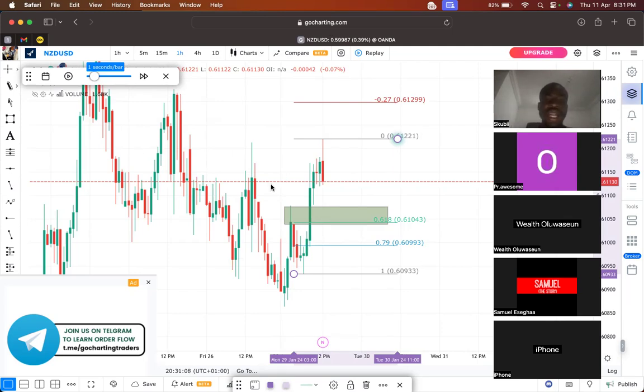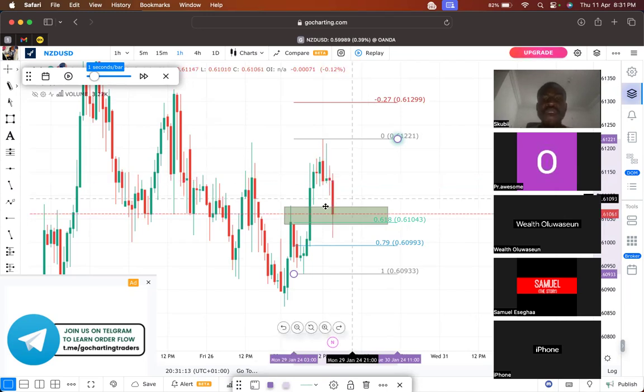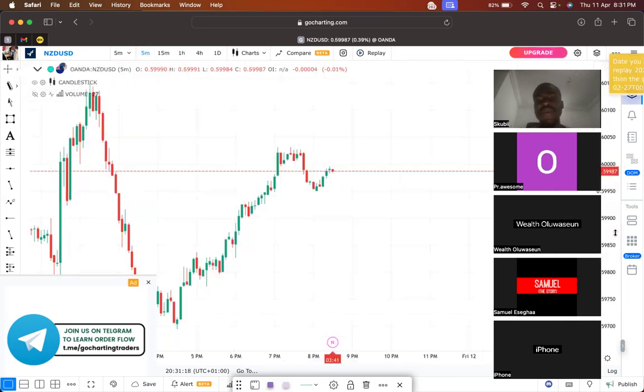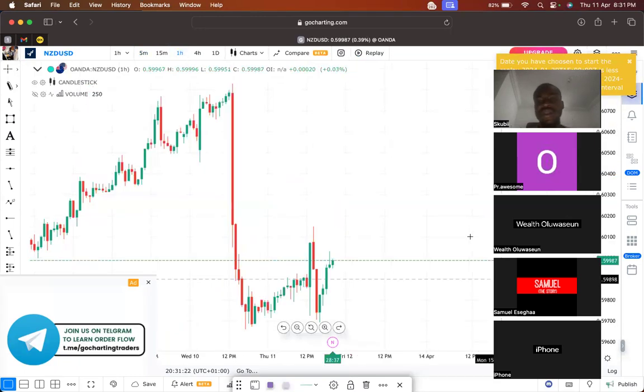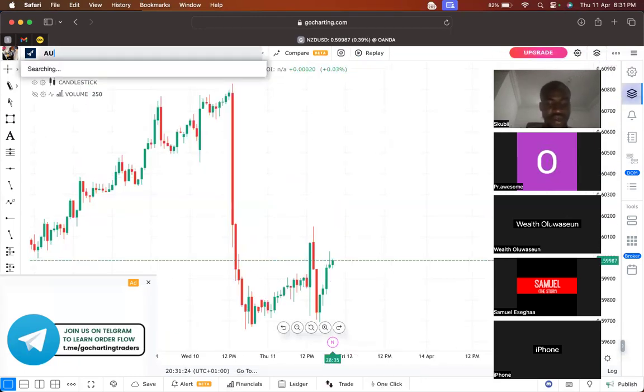So now, let's wait and then see as price taps inside this zone. Good. So at this point where price tapped this zone now, we're dropping to our 5 minutes time frame. What are we looking for now? 5 minutes time frame, a shift in market structure. I can't rewind up to that point. Let me get another currency pair, AUD USD.